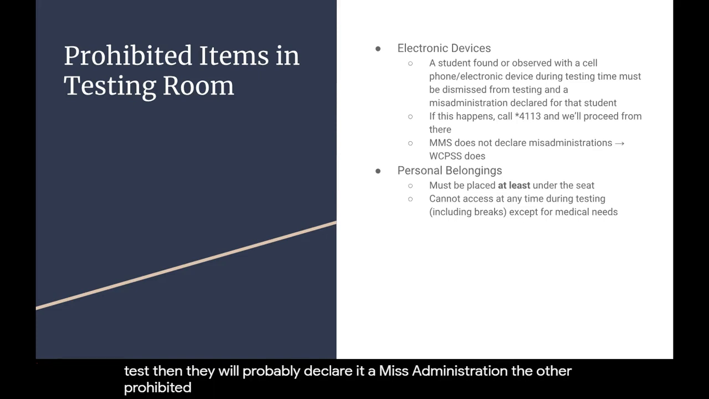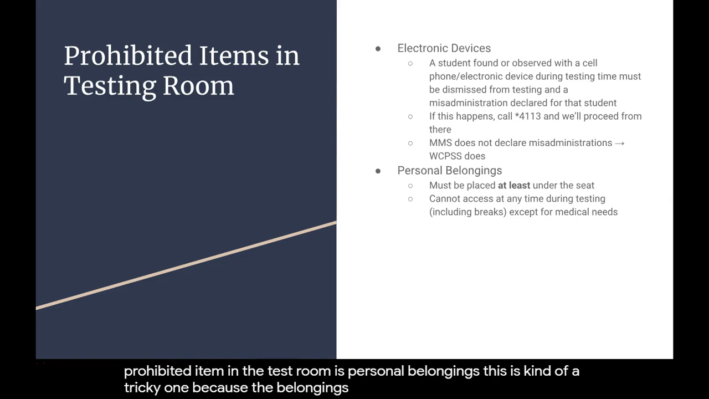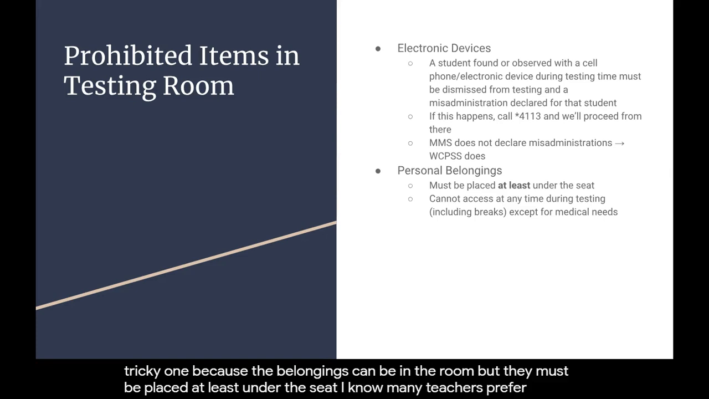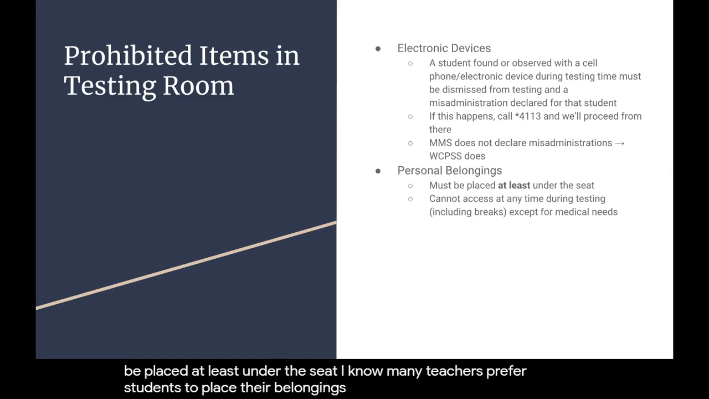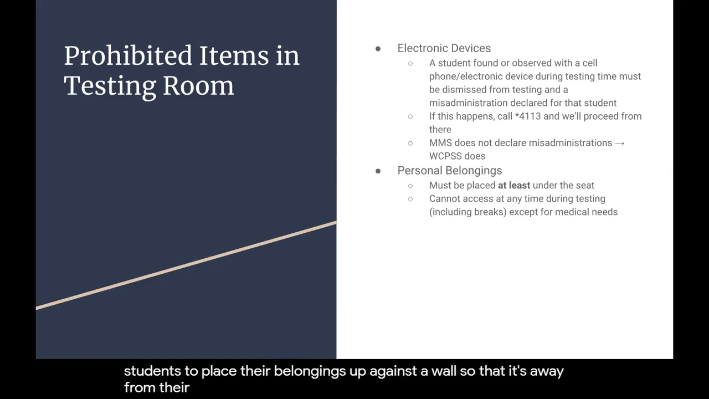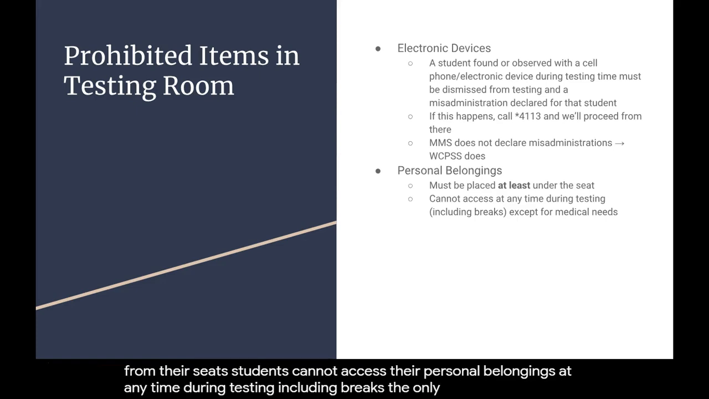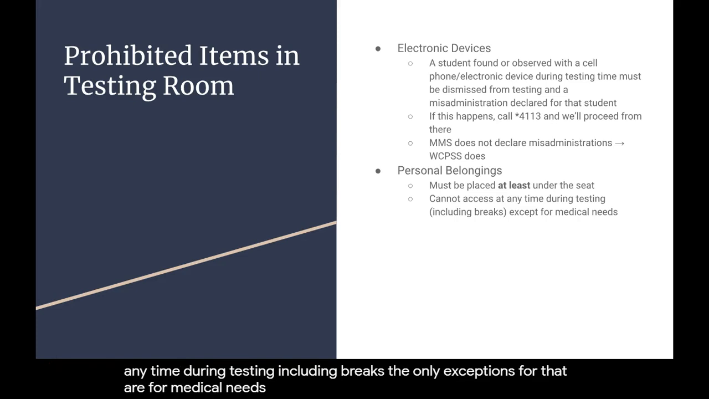The other prohibited item in the test room is personal belongings. This is kind of a tricky one because the belongings can be in the room, but they must be placed at least under the seat. I know many teachers prefer students to place their belongings up against a wall so that it's away from their seats. Students cannot access their personal belongings at any time during testing, including breaks. The only exceptions for that are for medical needs and for feminine hygiene products.